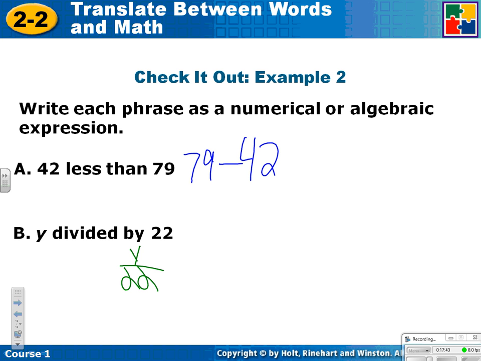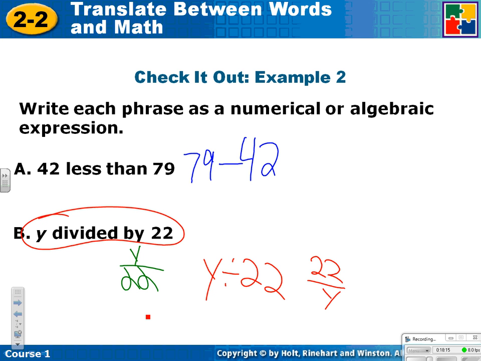Oh, beautiful. y over 22 instead of, and certainly not, what is that? What is that? That's 22 divided by y. That's not what we said, is it? We said y divided by 22, so this is certainly not good.